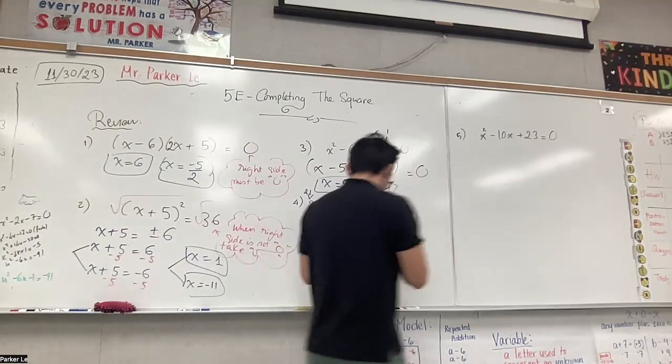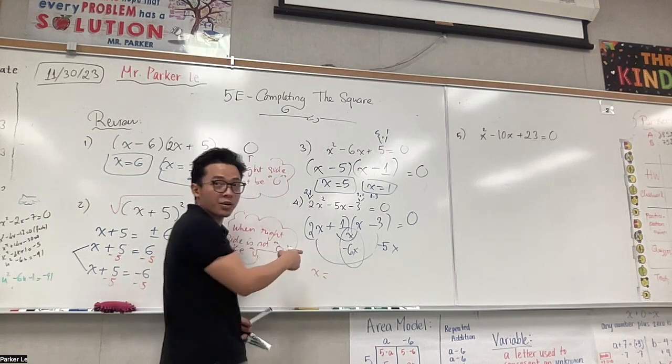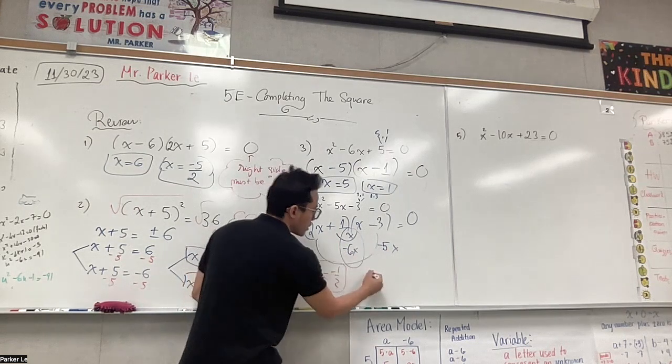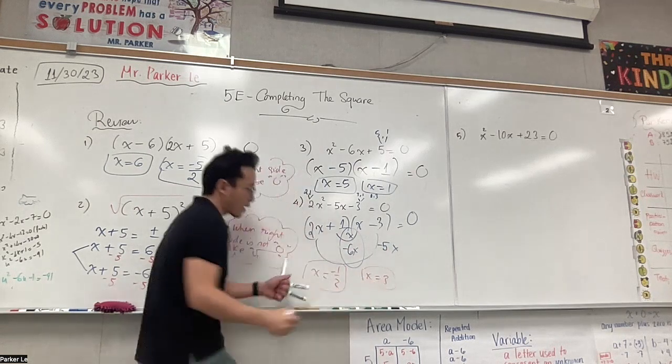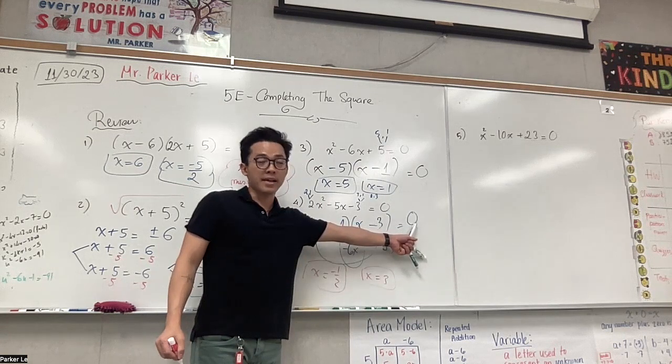Okay, so that's what we learned. Now to solve it, x equals -1/2 and x equals 3. Again, why can you do this? Because the right side is 0.